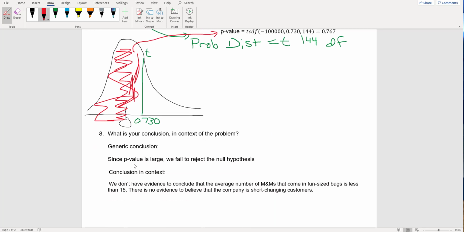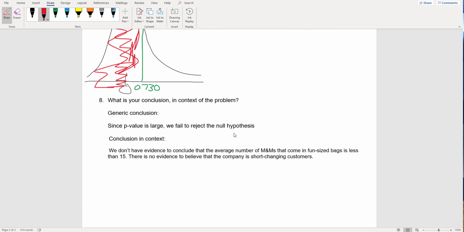So since we have a large p-value, our sample is typical, we fail to reject our null hypothesis. That's our generic conclusion. And then our conclusion in context is that we don't have evidence to conclude that the average number of M&Ms that come in a fun-sized bag is less than 15. So your conclusion in context is going to take the alternative hypothesis, and the alternative hypothesis says the average is less than 15.